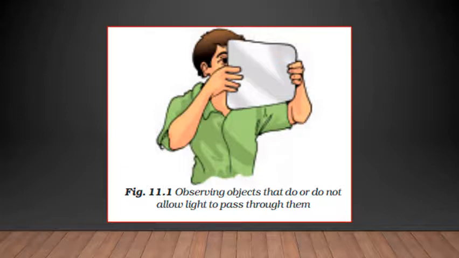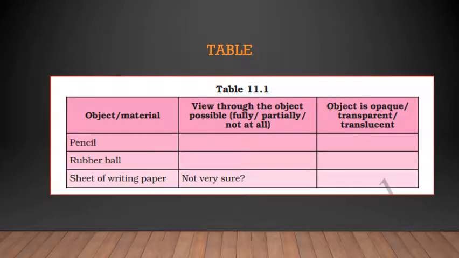He is holding a sheet of paper. Record your observation in a table as shown in table 11.1. We see that the given object or material could be transparent, translucent or opaque depending on whether it allows the light to pass through it completely or partially or not at all.